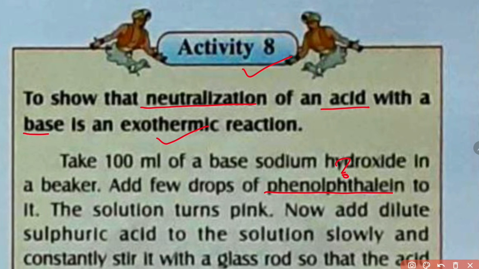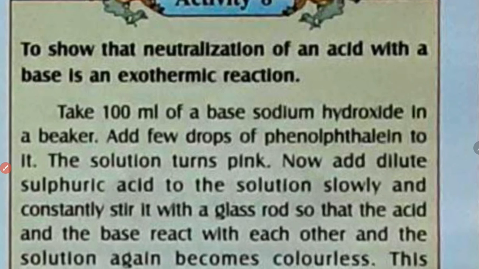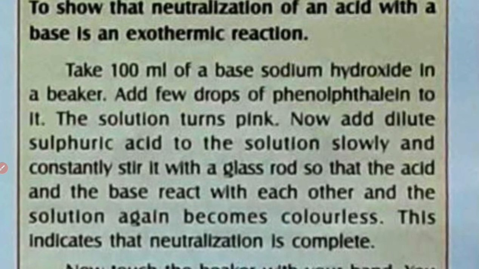So if you add phenolphthalein to the sodium hydroxide solution, it will change pink in color. Now add dilute sulfuric acid, a strong acid, right, to the solution. Slowly and constantly stir it with a glass rod so that the acid and the base react with each other and the solution again becomes colorless. As you all know, because of this neutralization reaction the solution becomes colorless, right. So this indicates that neutralization is complete.